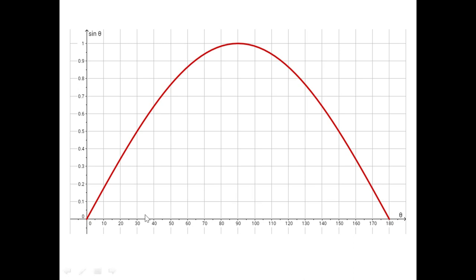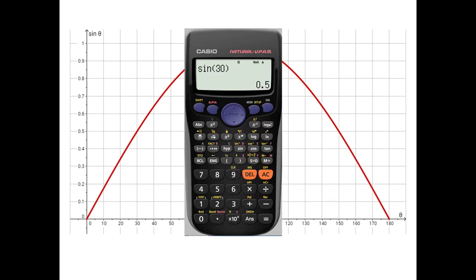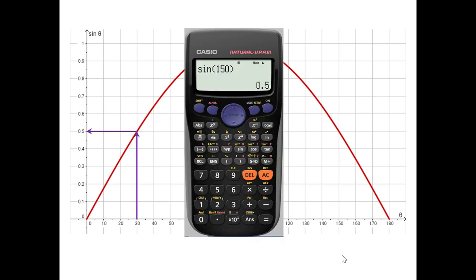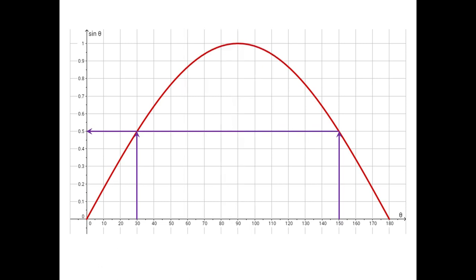That means there's a pair of angles that actually deliver us the same value of sine of those pair of angles. For instance, if we look at 30 degrees, sine 30 on our calculator is 0.5. On the graph, we can see that. But also, if I take sine of 150 degrees, that is also 0.5. So there are two angles that deliver me the same sine.